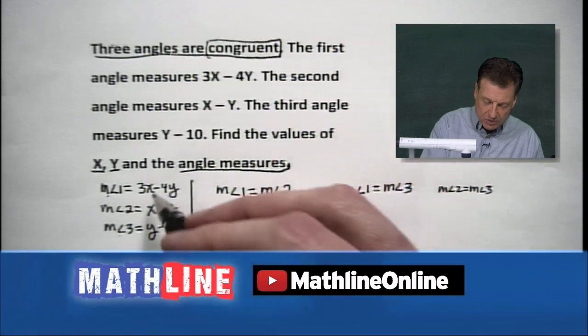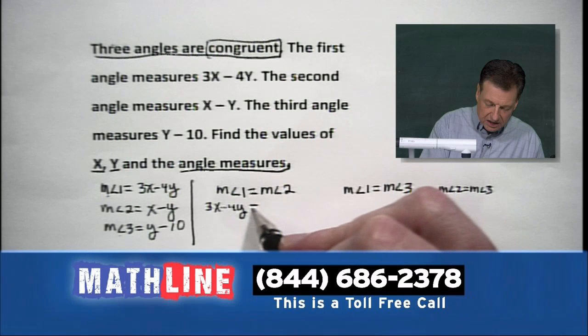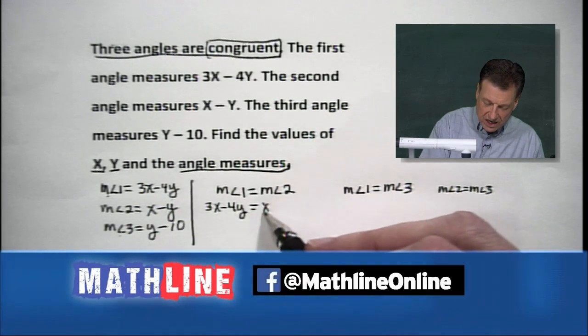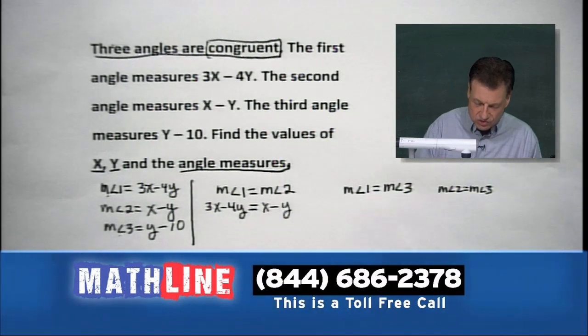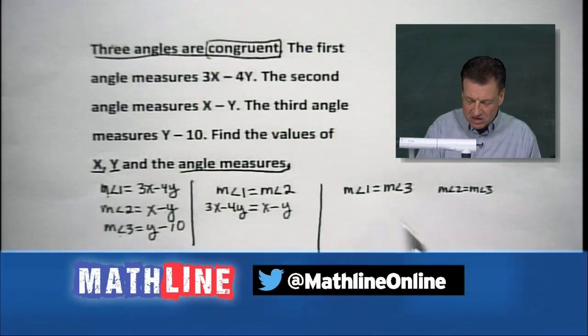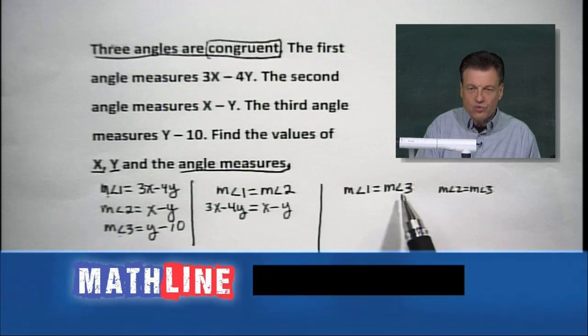Our first angle, remember, is 3x minus 4y. And we're going to let that equal, you got it, x minus y. Just simple substitutions, all right? We'll slide a little line down there, keep that straight. Over here we have the measure of angle 1 equaling the measure of angle 3.